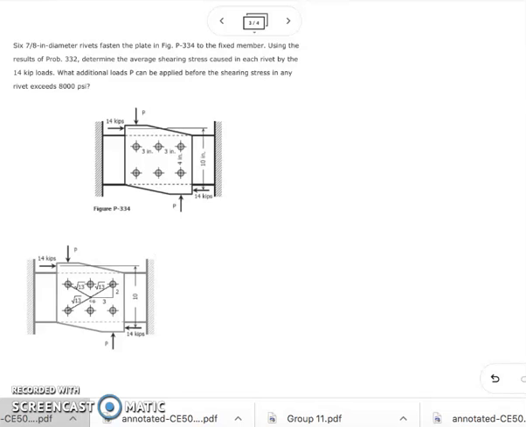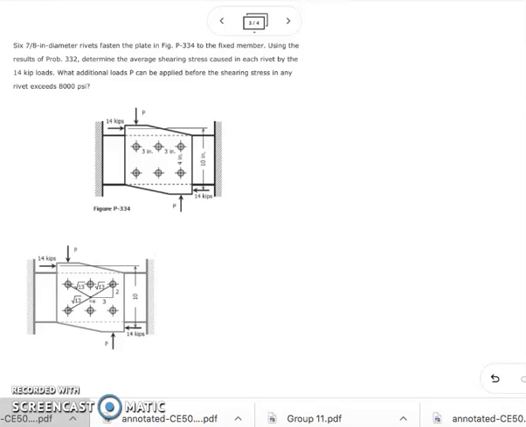Okay, for this problem, we are given our figure. The problem is to solve for the average shearing stress caused on each rivet by the 14 kip load. And the second part is that there will be an additional load P that will be applied.